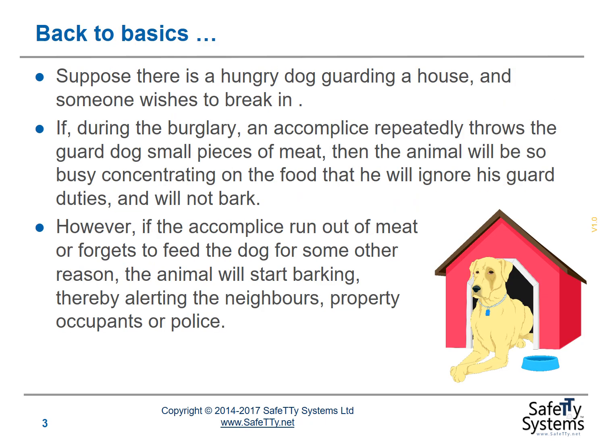Let's go right back to basics. Suppose there's a hungry dog guarding a house and someone wishes to break in. If, during the burglary, an accomplice repeatedly throws the guard dog small pieces of meat, then the animal will be so busy concentrating on the food that he will ignore his guard duties and will not bark. However, if the accomplice runs out of meat or forgets to feed the dog for some other reason, the animal will start barking, thereby alerting the neighbours, property occupants or police. That's the starting point for a watchdog system.